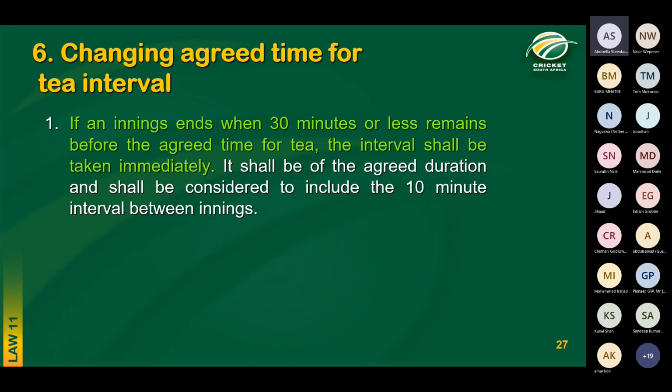So let's say tea is 3 o'clock. If side A gets bowled out at 14:30 or later, tea will be taken immediately, and tea is usually 20 minutes duration. So if side A gets bowled out at 14:30, and this is 30 minutes or less before the agreed time of tea of 3 o'clock in our example, tea will be taken immediately. Tea will be 20 minutes. It will be from 14:30 till 14:50.